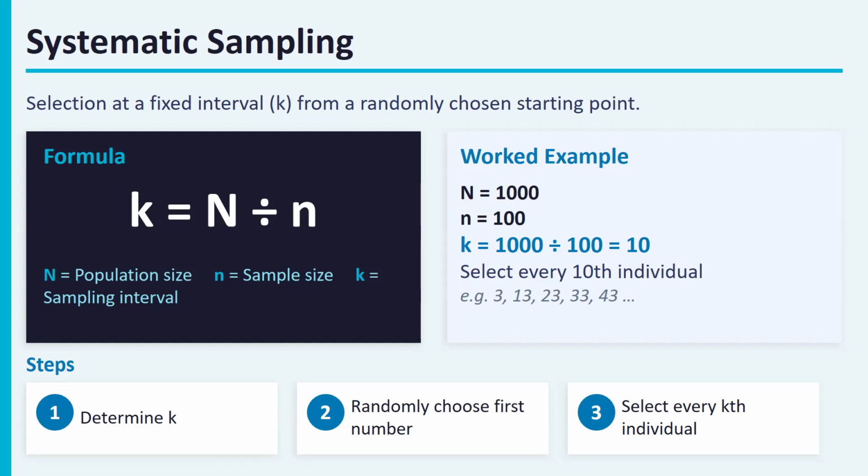For example, if we have a population of 1000 people and we have to take a sample of 100 from them, then K will be calculated by dividing 1000 by 100, and that will be 10. So there should be an interval of 10, and the starting point will be a randomly selected number. So the steps are, we have to determine K. We will use the formula, and then we will randomly choose the first number, and then we will select every kth individual.